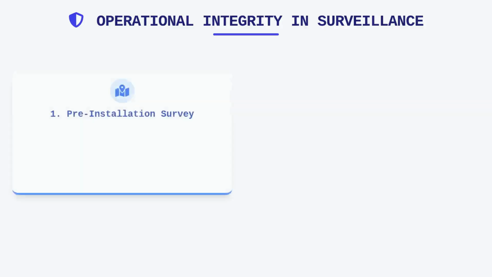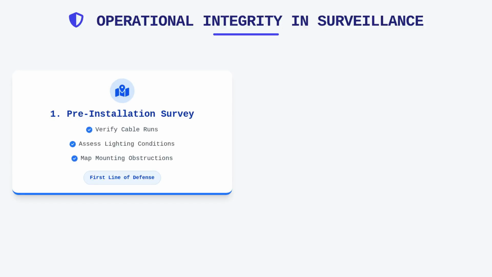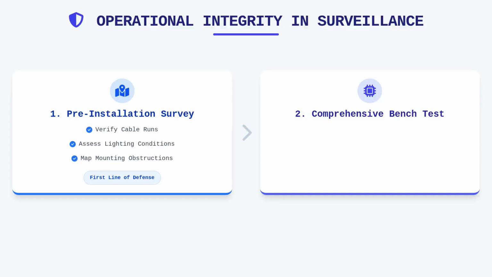Achieving operational integrity in a video surveillance deployment begins long before a camera is mounted to a wall. A rigorous pre-installation site survey is your first line of defense against future maintenance headaches, as it allows you to verify cable runs, lighting conditions, and potential mounting obstructions. Once on site, I strongly recommend performing a comprehensive bench test of every camera before it ever reaches its final location. This simple practice of unpacking, configuring, and verifying the device on a workbench identifies out-of-the-box hardware failures or firmware issues in a controlled environment.